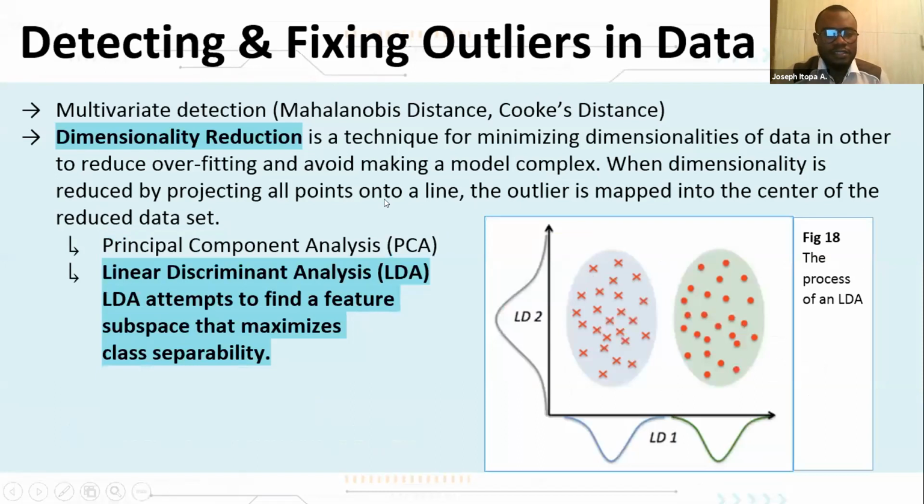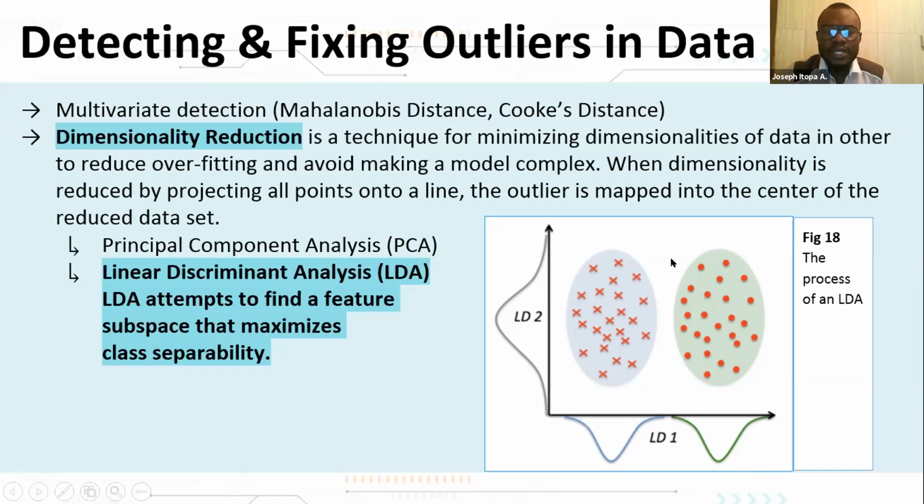Take a look at LDA, that is linear discriminant analysis. Just like its cousin, principal component analysis, LDA also helps us to fight outliers by detecting and handling them. If you look at this chart, we have LD2, which is just a feature that we choose to name LD2. Looking at it from the vertical axis, it is difficult for us to handle this data. But when we look at it from the horizontal axis, which is LD1, you can see that we can divide them into different classes.